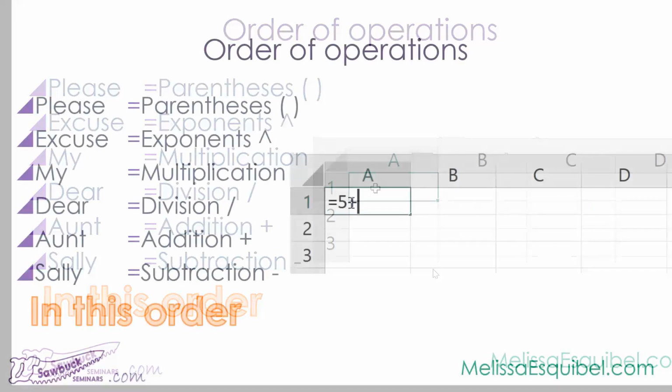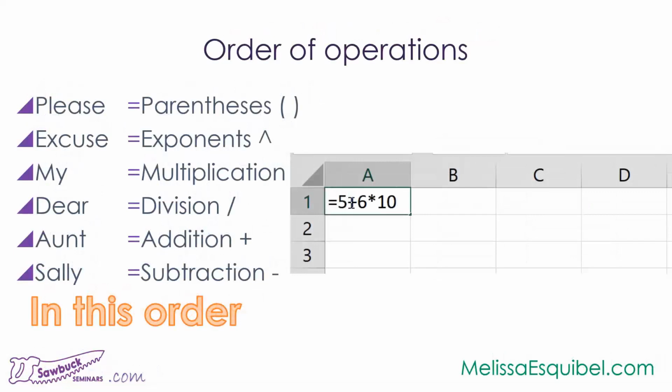All right, let's try it out. So we'll type in 5 plus 6 times 10. And when we press enter, we're going to see that it's 65. Now, why is it 65? Because Excel did the multiplication first and then did the addition, because that's how it shows up in the order of operation. Had you really wanted to come up with 110, you could have put 5 plus 6 in parentheses, which would have caused it to get calculated first, parentheses first, and then multiplication afterwards.